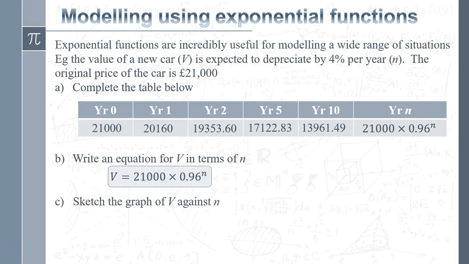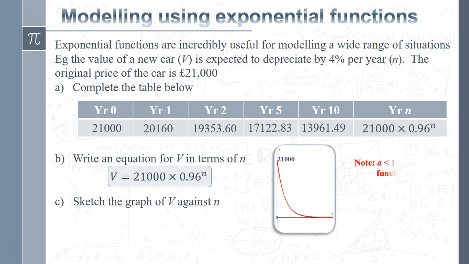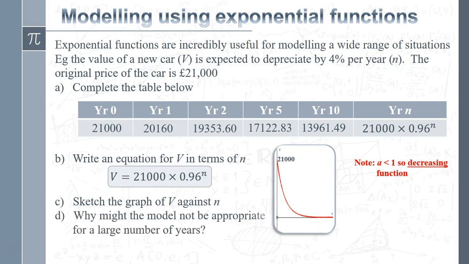Then if it's a quick sketch of the graph, again from what we saw in the last video, we need to think: if n equals 0, then we've got 0.96 to the power 0, which is just 1. It's our starting value, 21,000. It's in the table, so we need to indicate that in our graph. There's our decreasing curve, indicating clearly we're starting at 21,000. Notice that a is less than 1, so 0.96 is less than 1, so we end up with a decreasing function.